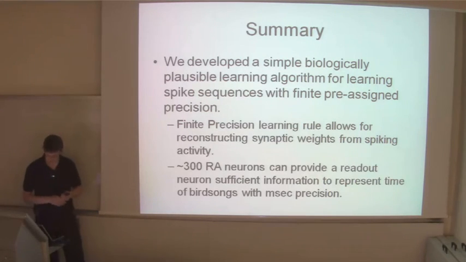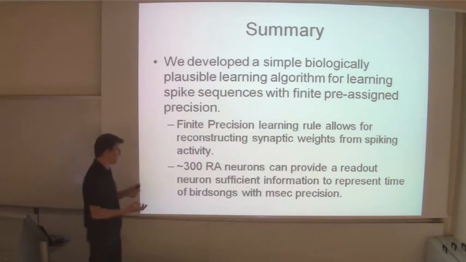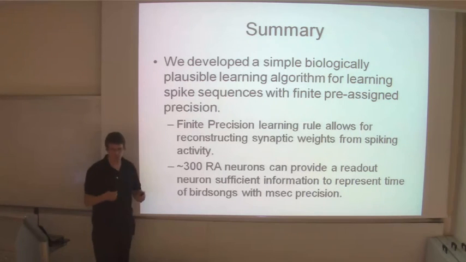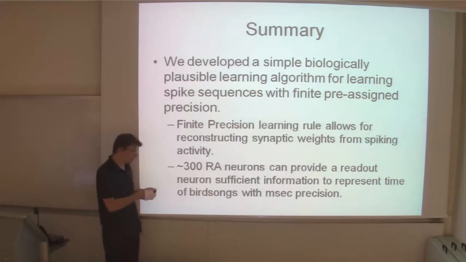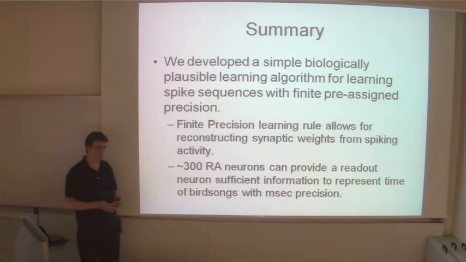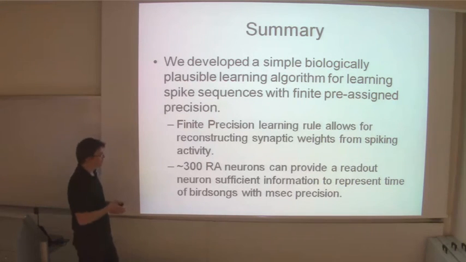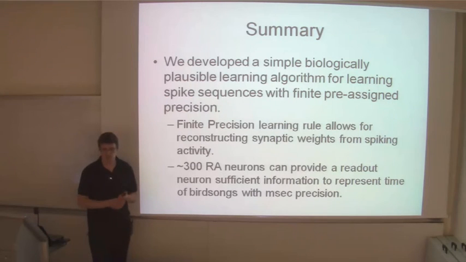And if you do the calculation, and you ask how many neurons in RA are needed for a readout neuron to spike with 1 millisecond precision, then the answer is that with around 300 RA neurons, a neuron in the brain with a time constant of, let's say, 10 milliseconds can learn to spike with millisecond precision at given times of the song.